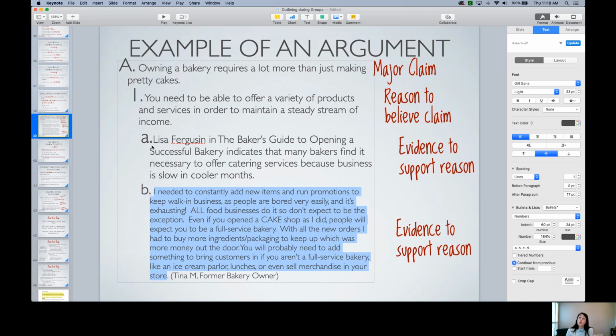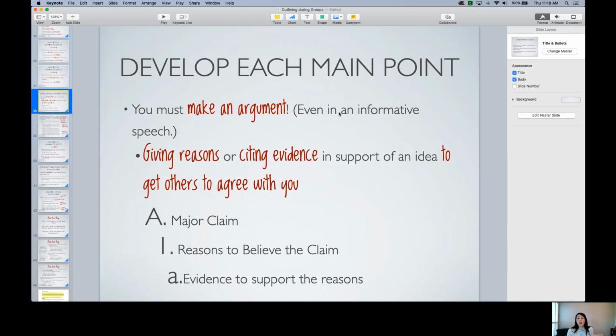All right, so we have an example of an argument for your main points. Each main point must consist of a major claim, reasons to believe the claim, and evidence to support the reasons. When we come back, we'll finish up refining our main points, we'll add transitions, and then we will move on to introductions and conclusions.